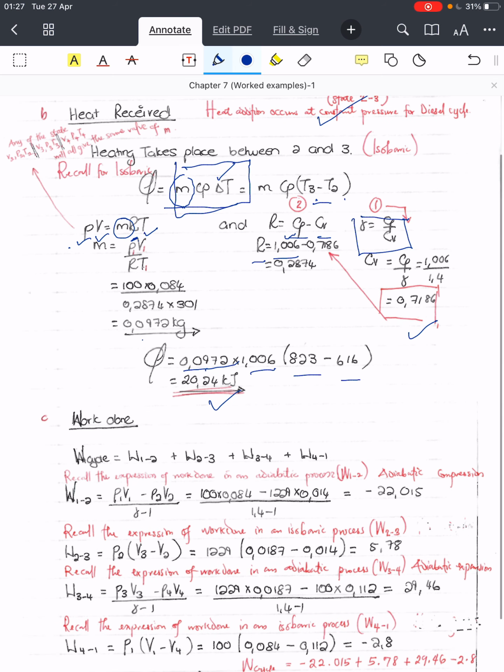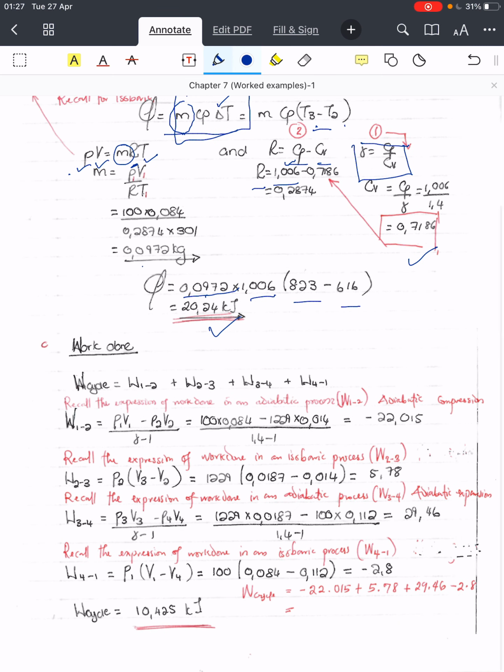Let's move on to the work done. I won't repeat this because it's similar to what we saw in example 7.1. All we need to do is identify what processes are taking place. We have adiabatic, isobaric, adiabatic, isobaric. Based on that, we pick all the formulas we've been given and then plug in the values. Once you plug in the values, you should be able to calculate your work done.